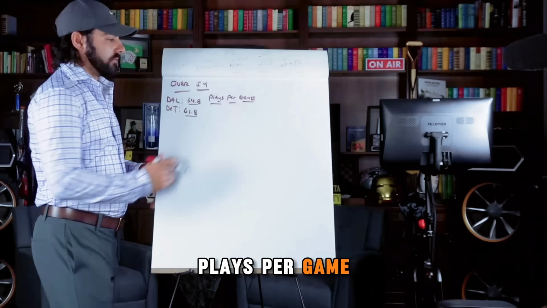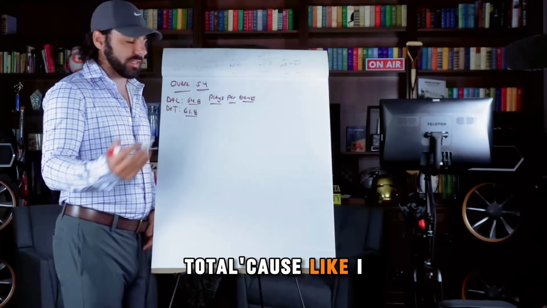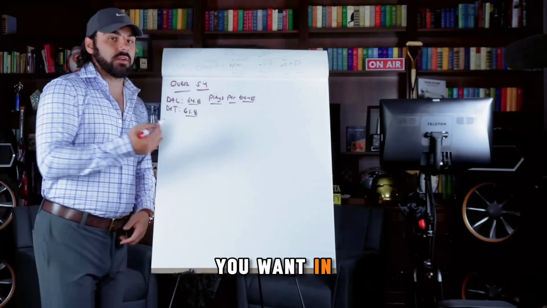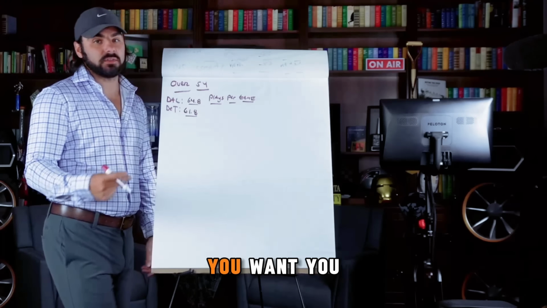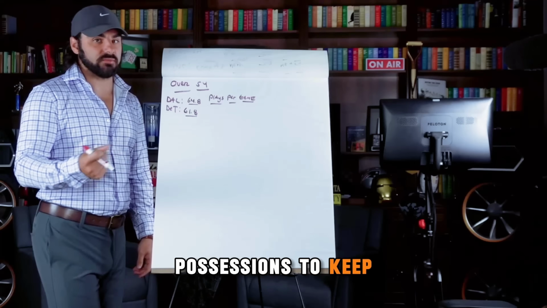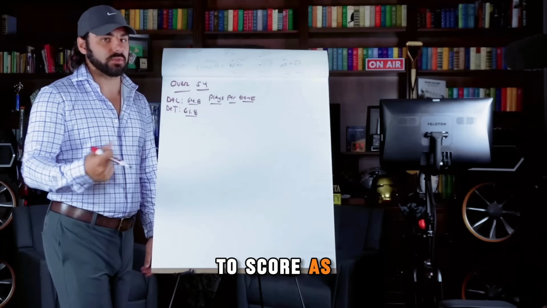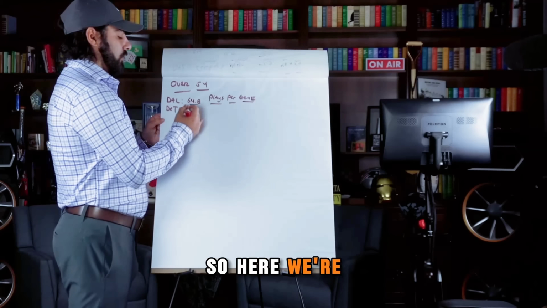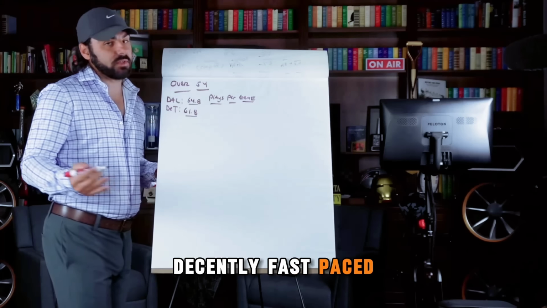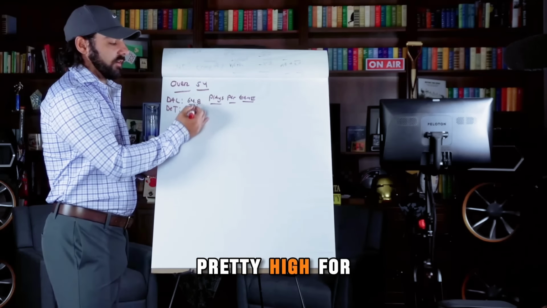Why this is important for a total is because, like I said, in an over you want fast pace. You want possessions to keep flipping, so it gives the other team as many opportunities to score as possible. So here we're looking at two decently fast-paced teams in the NFL. This is actually pretty high for both teams.